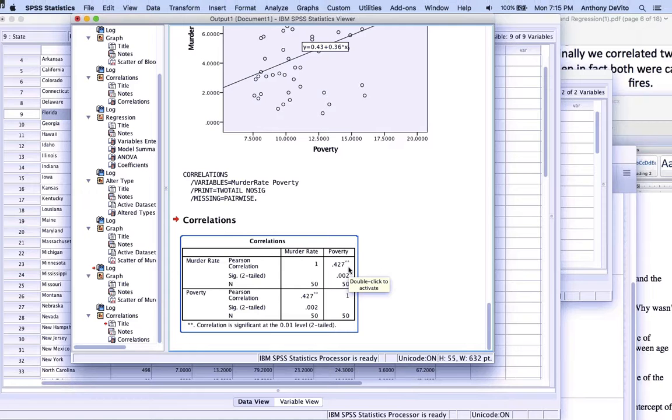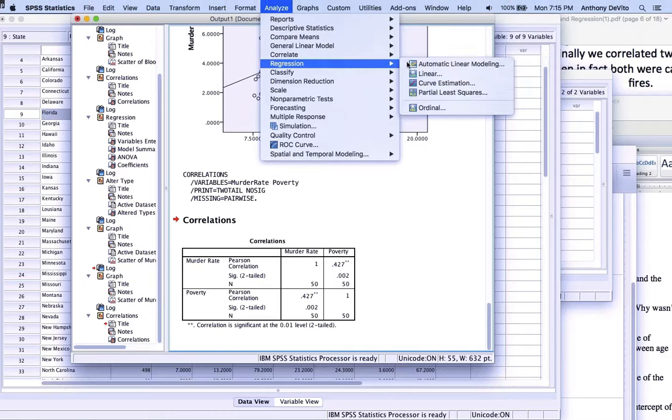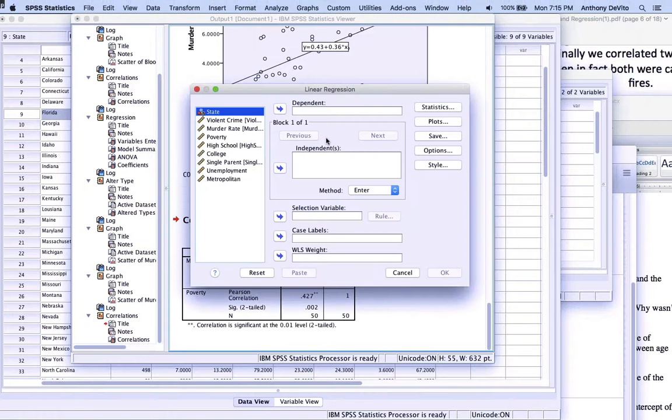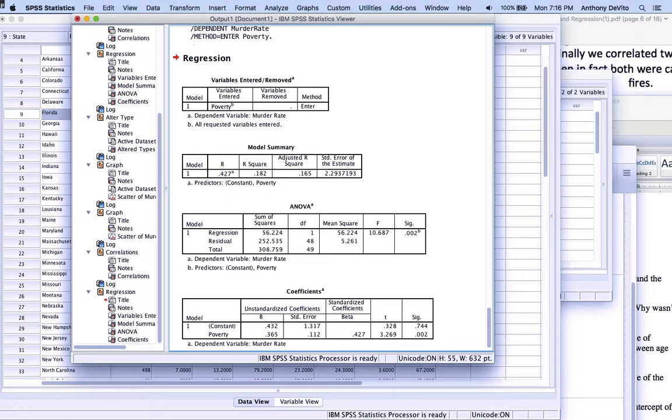But the correlation is only 0.427. It's not as strong an association as we had when we did the last problem that we had, right? So now let's do our regression. Analyze, regression, linear, and which one is going to be the independent variable? Poverty or murder rate? Poverty, right? Because that's the one that's going to predict the dependent variable. And murder rates are a dependent variable. I'm going to go ahead and do the calculation. And let's see what we get.